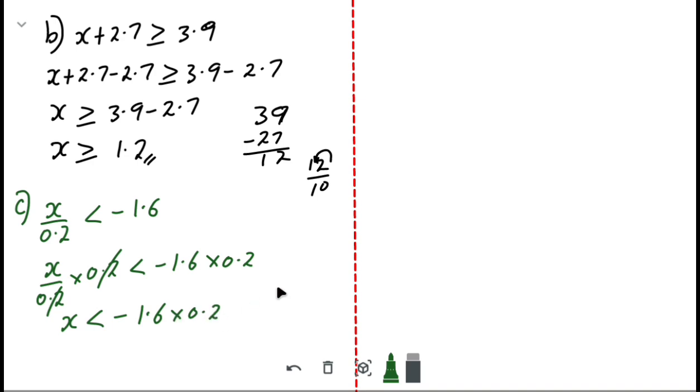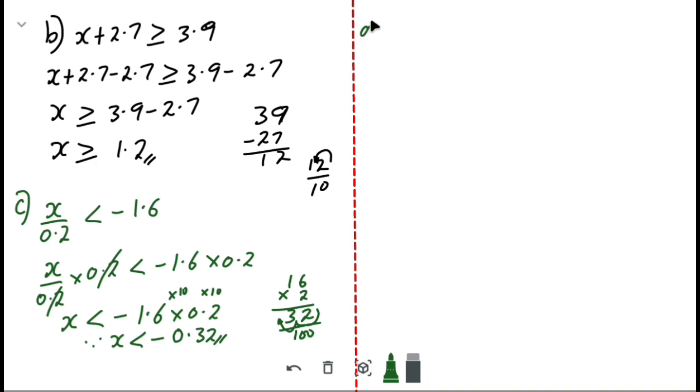So the next thing we need to do is to multiply 1.6 by 0.2. To make your work easier, you can change it to an ordinary number. You have 16 times 2, and this will give us 32. Don't forget, we multiplied the two numbers by 10, so that will be 100. So we have to divide our final answer by 100. So we move our decimal point 1 and 2. Therefore, your x will be less than minus 0.32. That will be our final answer for the third question.